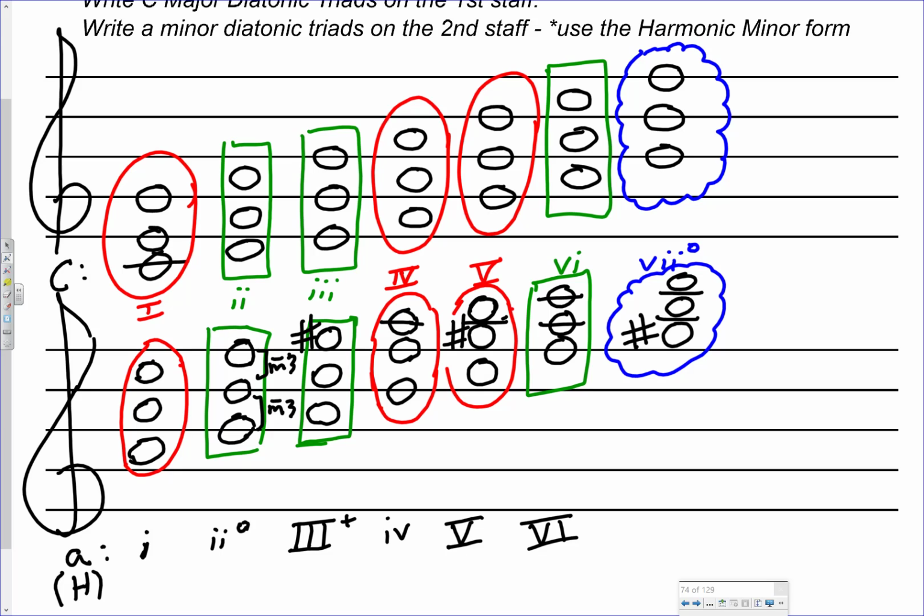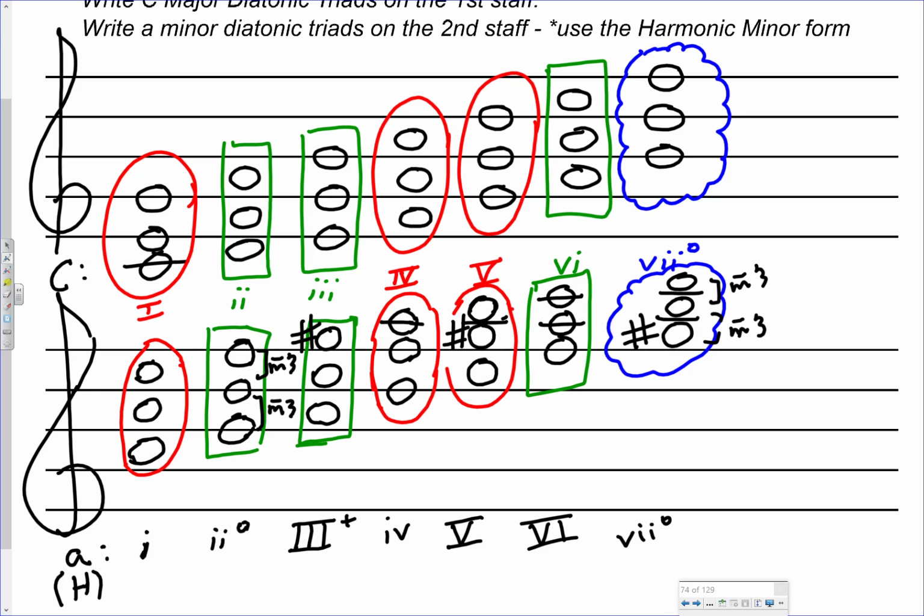And finally, our leading tone triad is G sharp to B. That's a minor third, and then a B to a D, a minor third, making the leading tone triad 7 diminished.